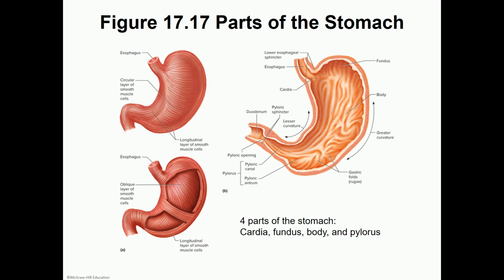Now here you can see the structure of the stomach. You can see the esophagus and your stomach, and then the first part of the small intestine, known as the duodenum. You can see the circular layers and the outer longitudinal layers of smooth muscle fibers. When you remove those two layers, you can find the oblique layer.